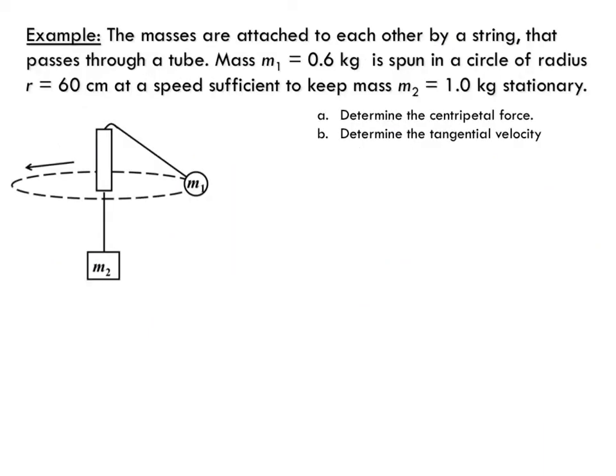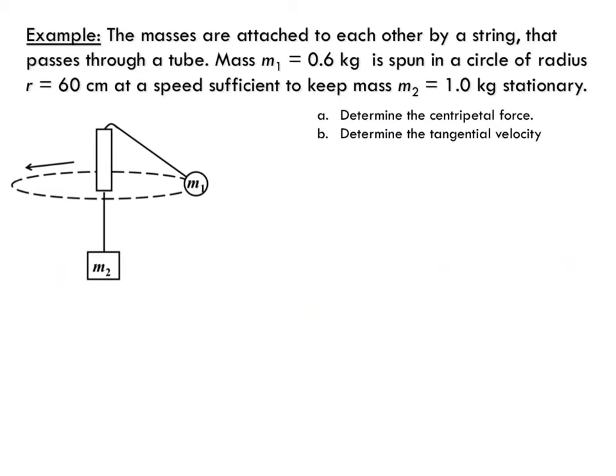In this example, the masses are attached to each other by a string that passes through a tube. Mass m1 is equal to 0.6 kilograms, is spun in a circle of radius r equal to 60 centimeters, at a speed sufficient to keep the mass m2 equal to 1 kilogram stationary. We are asked to solve for the centripetal force and to determine the tangential velocity.